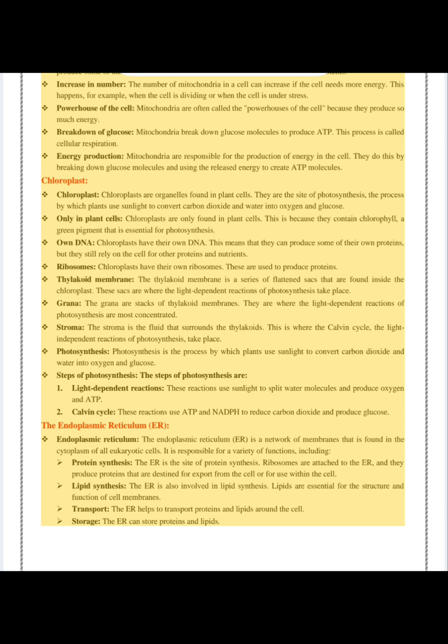Chloroplast. Chloroplasts are organelles found in plant cells. They are the site of photosynthesis, the process by which plants use sunlight to convert carbon dioxide and water into oxygen and glucose.